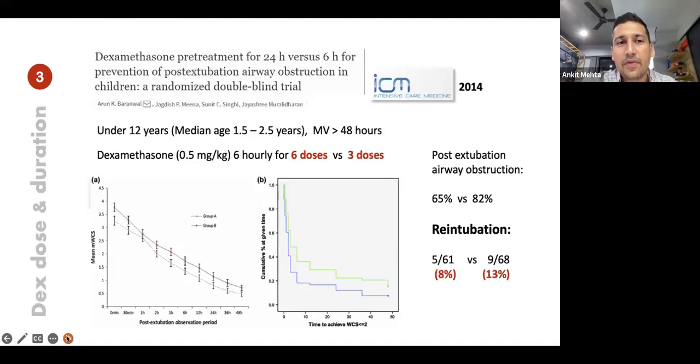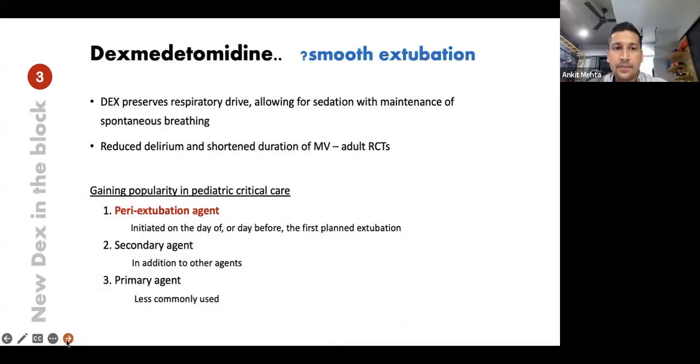So this was again 24 hours versus 6 hours before extubating a patient. This is a randomized control trial, which I was talking about, where they have given 6 doses versus 3 doses. And as highlighted, I have already told you that 24 hours is preferable, with a total of 6 doses, 4 doses before and 2 doses after extubating a given patient.